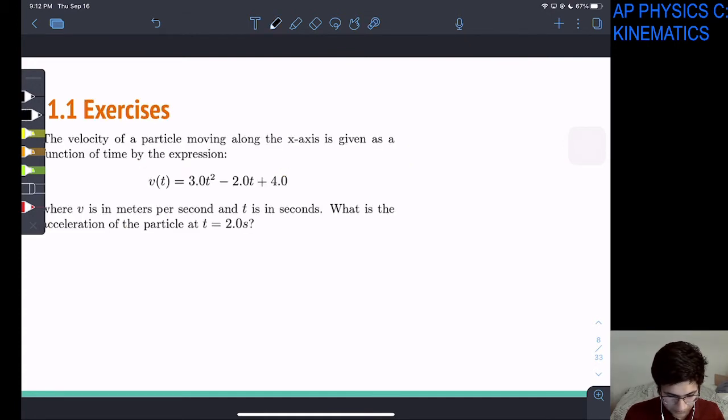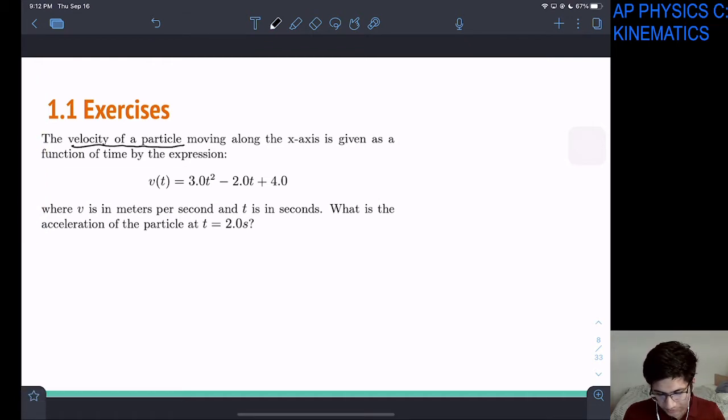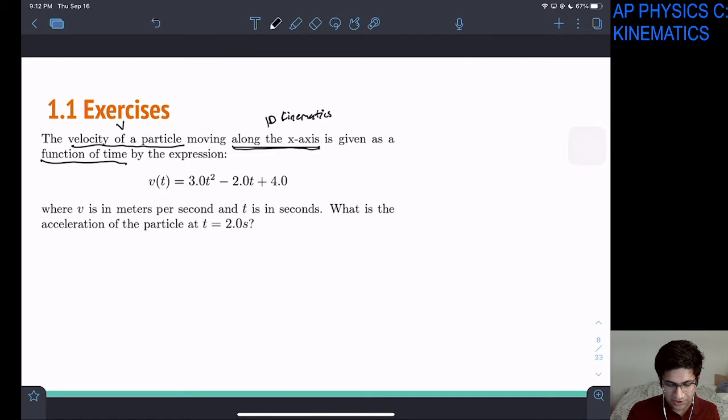All right, we have our first problem. The velocity of a particle moving along the x-axis. So what am I thinking already? Velocity of a particle. Is it instantaneous velocity, or average velocity? Moving along the x-axis, 1D kinematics, is given as a function of time by the expression. Okay, so we have velocity as a function of time.